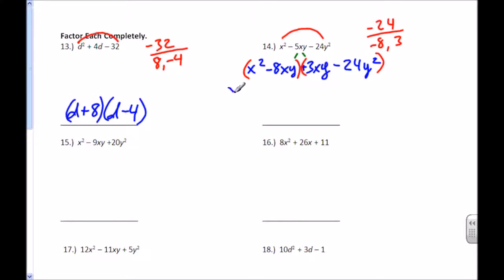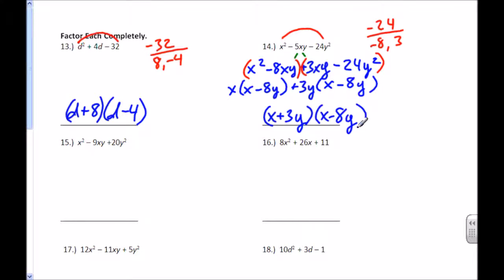Out of the first two terms, I can factor out an x, which leaves me with an x minus 8y. The second two terms, I can factor out a 3y, which leaves me with an x minus 8y. And so now my two factors are the x plus 3y, the things that I factored out, and the x minus 8y, the binomial that I was left with each time. And keep in mind that we can use a shortcut here and go right to the answer. We just have to remember, instead of doing x plus 3 and an x minus 8, we have to do an x plus 3y and an x minus 8y.